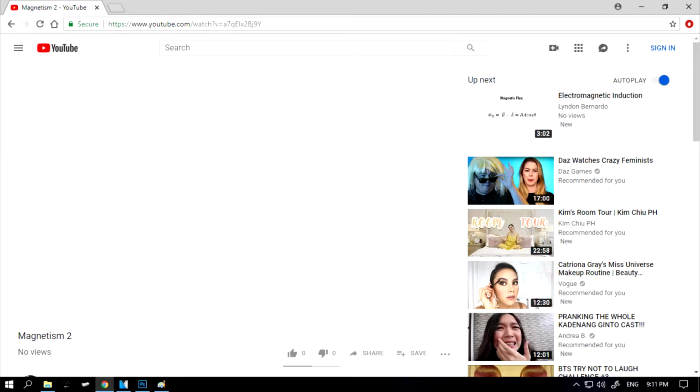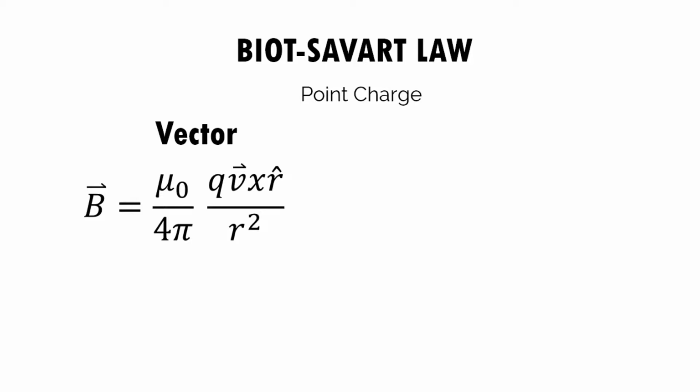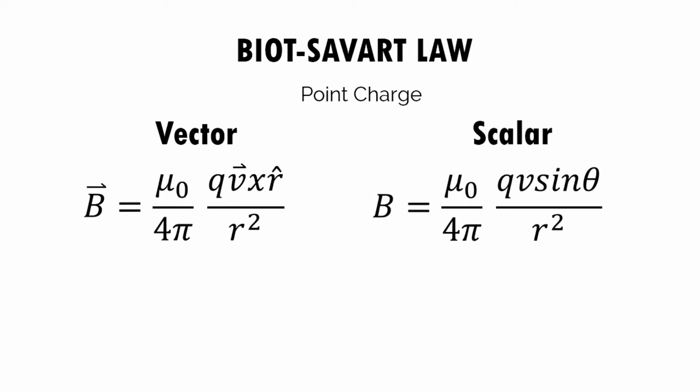Combining all the observations of the behavior of the magnetic field, we obtain an expression for the magnitude of the magnetic field at a point, which is stated in Biot-Savart law. According to the Biot-Savart law, the formula for the point charges is B vector equals mu naught over 4 pi times QV vector cross multiply to r hat over r squared. This is for the vector, while for the scalar, B equals mu naught over 4 pi times QV sine theta over r squared.